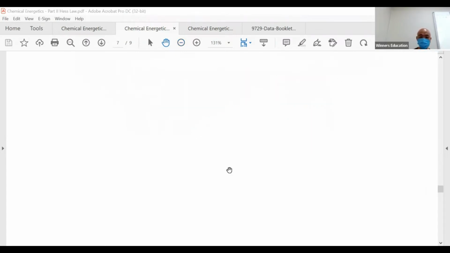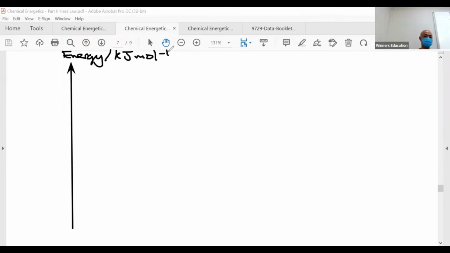So let's move it up. I want the whole space for myself. Okay, let's do this. We're going to draw a vertical line as long as you can with the space available. Energy, kilojoules per mole. Follow me very closely.